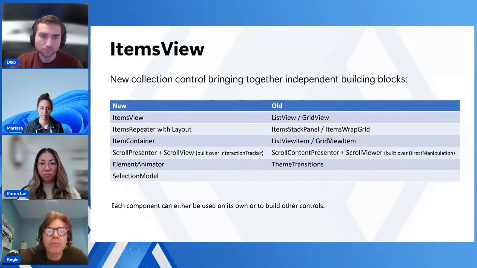Another pluggable component that is used by the ItemsView is element animator that allows you to animate the individual items as the collection changes. And it also makes use of UI-less component called the selection model, which keeps track of the selection status of all the individual items in the collection.